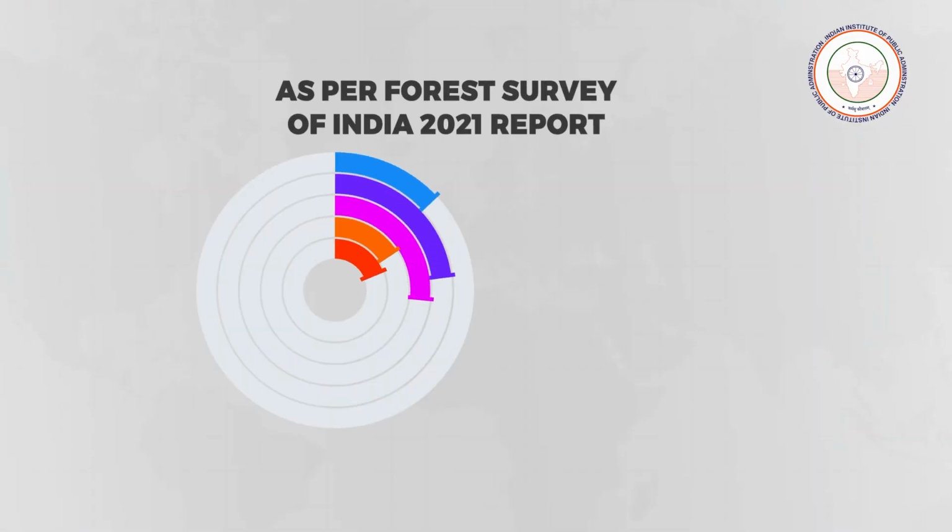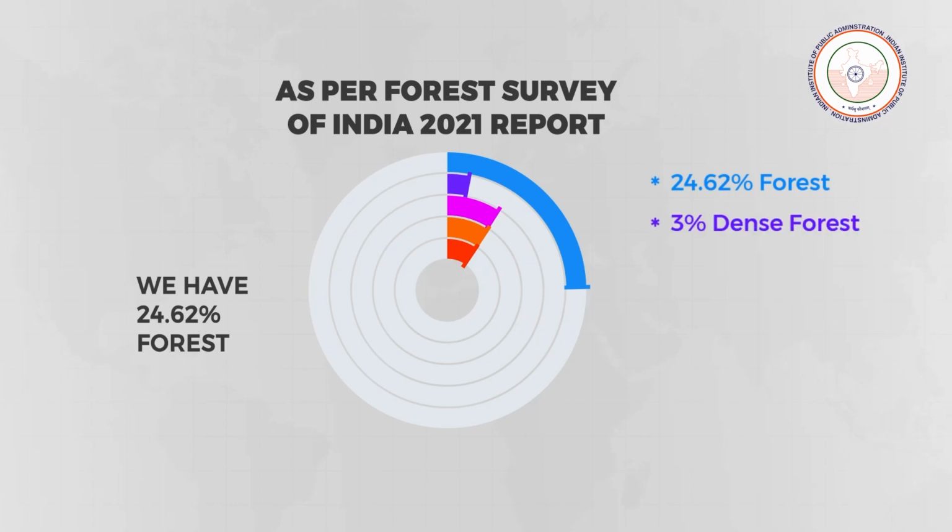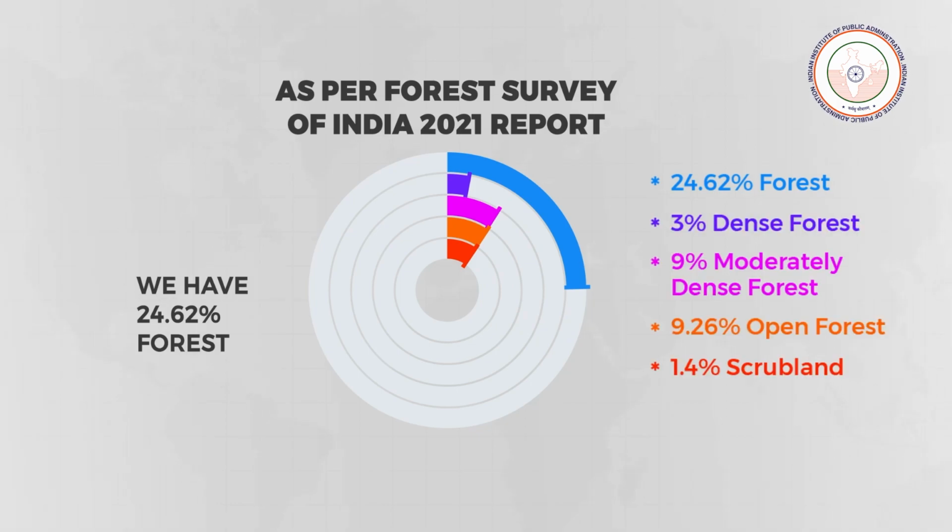As per the Forest Survey of India 2021, we have 24.62% forest cover, out of which the really dense forest is only 3%. Moderately dense is only 9%. Open forest is about 9.26% and scrubland is 1.4%. This is the scenario. Most of the forests are degraded forests, and we have to improve our forests.